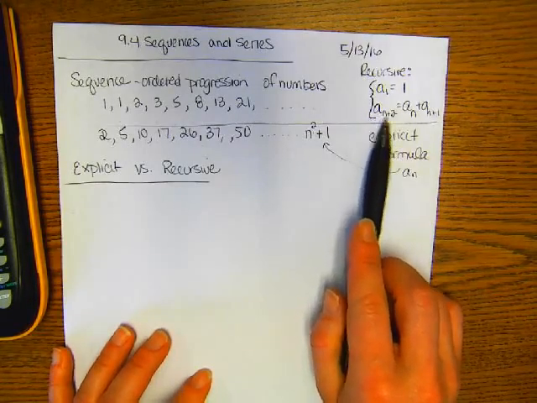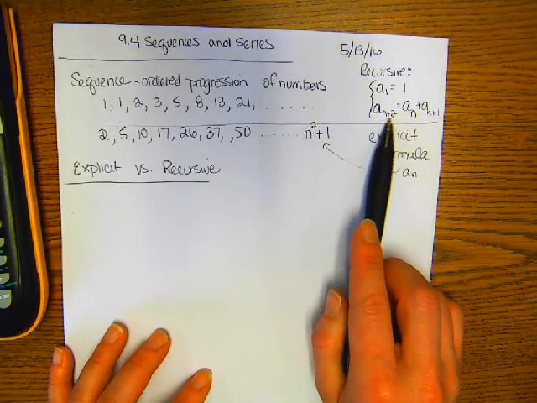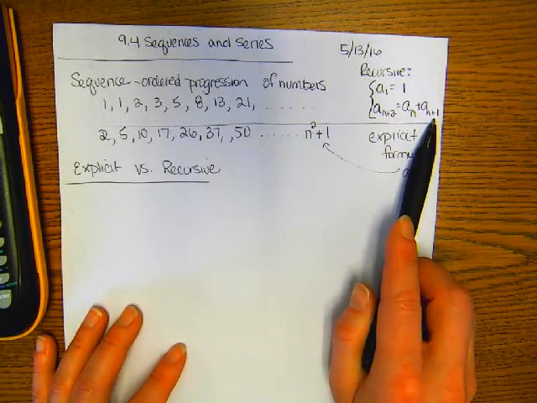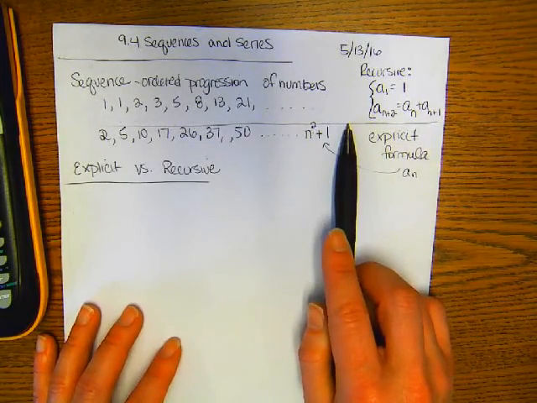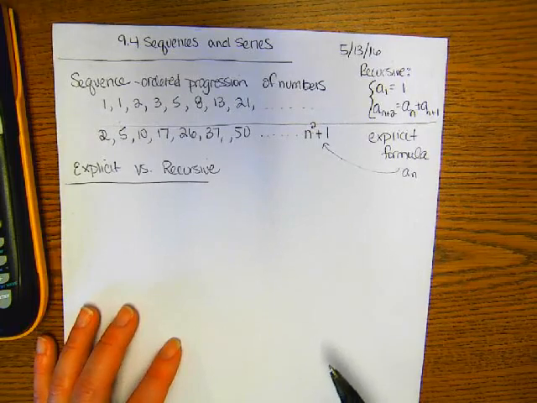So what this means is to find the n plus 2 term, you take the term before and the term before that, because n plus 1 was 1 before n plus 2, agreed? And n is 1 before that.